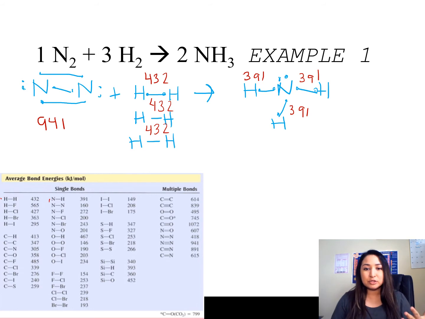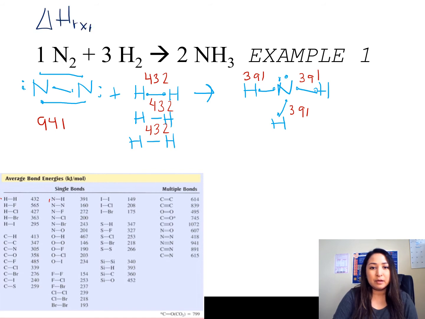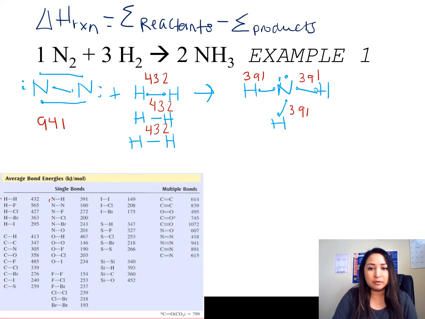Now, the last part is to use your calculation. So we need to find our delta H of the reaction, which is the summation of our reactants minus the summation of our products. So that means the arrow is what separates our reactants from our products. So here we have our products.